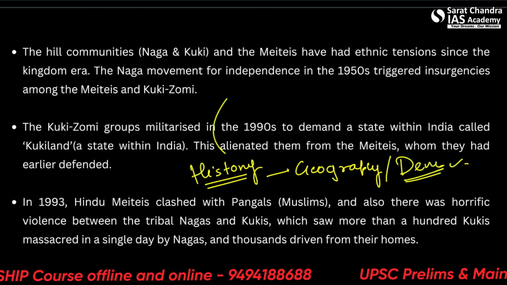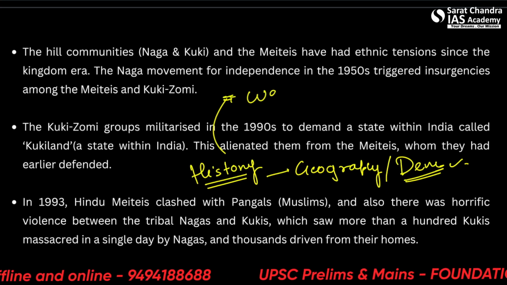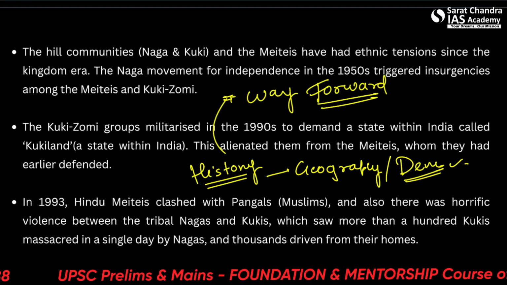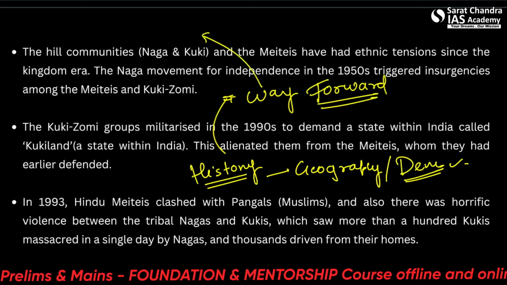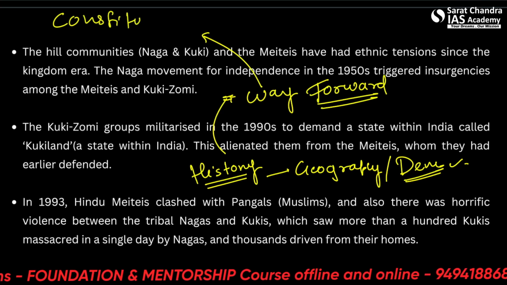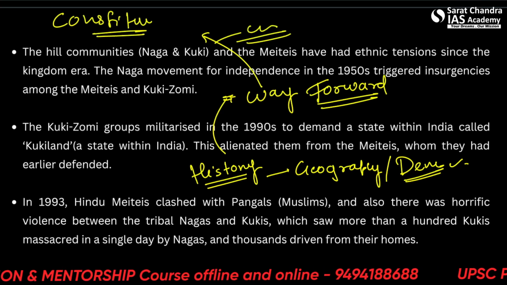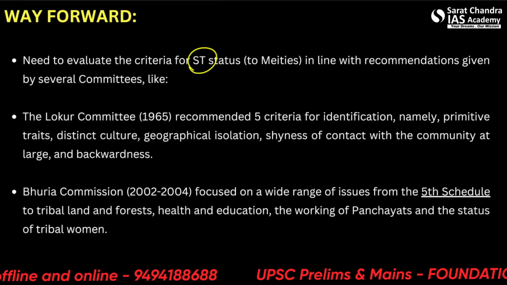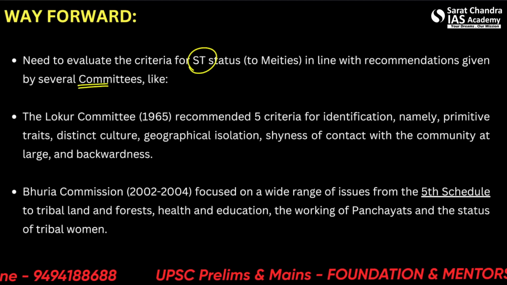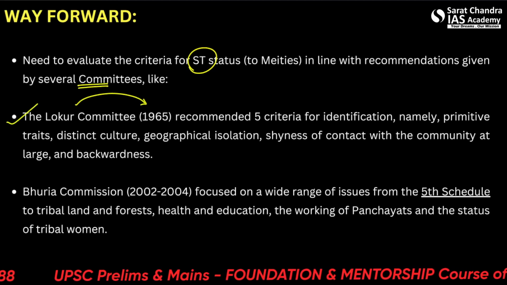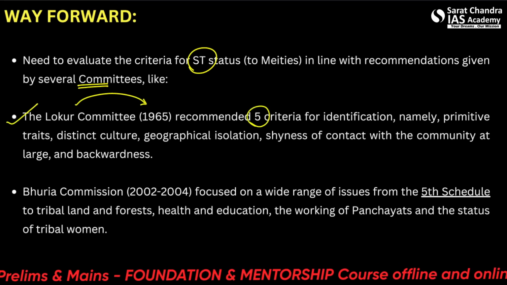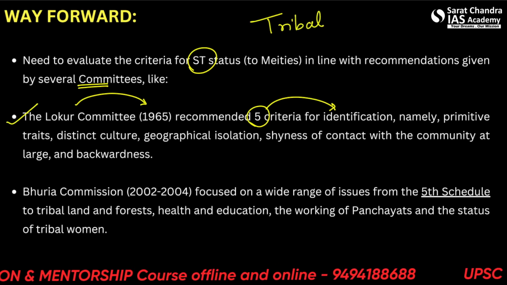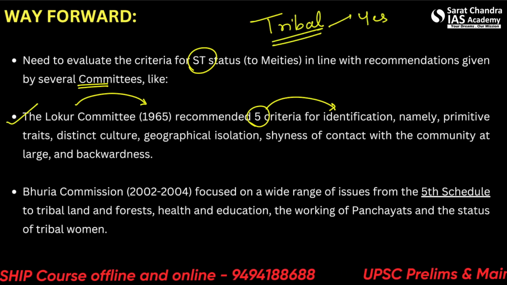So what is our brainstorming here is to find a good way forward. When we are not able to find a way forward to a historical tension, we look up to the Constitution and the committees. So let's see a way forward to this issue. There is a need to evaluate the criteria for the ST status, such as given by the Lokur Committee of 1965, which recommended 5 criteria for identification. So this identity crisis can be solved with the tribal identity, if it's yes or no for the Meitis.